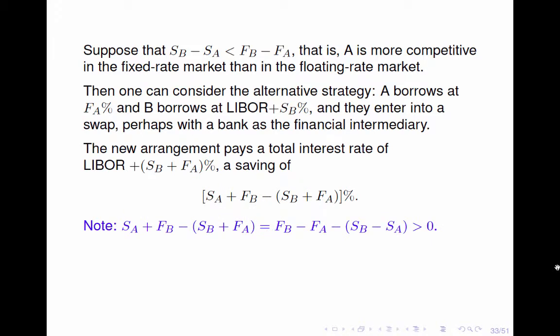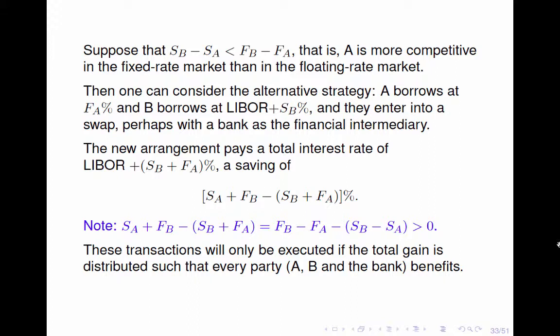The new arrangement pays a total interest rate of LIBOR plus SB plus FA%. Thus, there is a total saving of SA plus FB minus the sum of SB and FA%. These transactions will only be executed if the total gain is distributed such that all the parties, including A, B, and the bank, benefit.